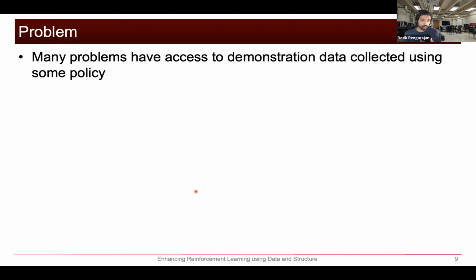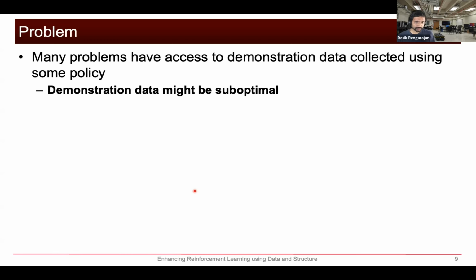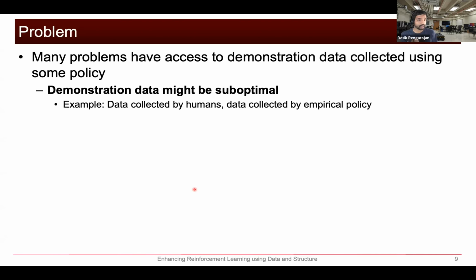In many problems, we have access to demonstration data, which might be collected by some behavior policy. So what do I mean by this? For example, you might have problems where you have demonstration data collected by humans or by some empirical policy. In indoor navigation or in some autonomous vehicle problems, you might have a lot of driving data which has been collected, or in network problems, you might have data collected from some empirical policy. This data might tell you how to solve a task, but it might not be the optimal way to solve that particular task. So you might have access to some suboptimal demonstration data.